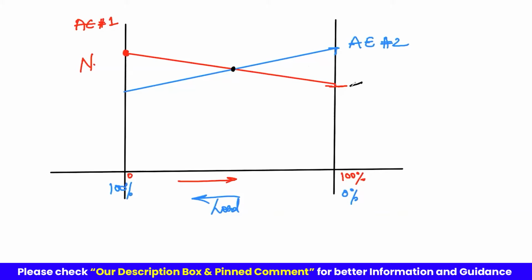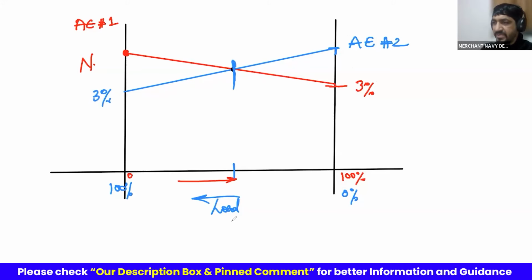Suppose here this one is 3% droop. So in the red one, there will be a drop of 3% of the RPM. And in case of the blue one, let's say it is also 3%. And because of the law of symmetry, they will be intersecting exactly in the middle. That means they will be sharing 50% load. At any given time, they will be sharing 50% load.